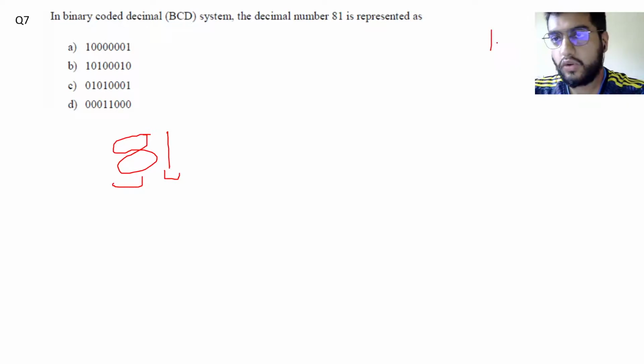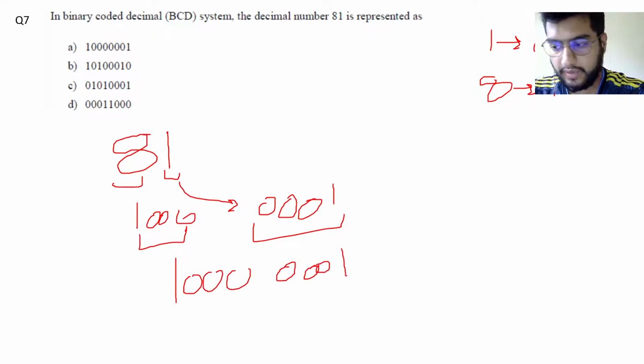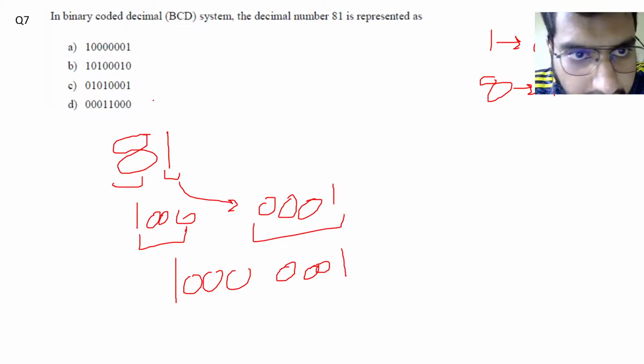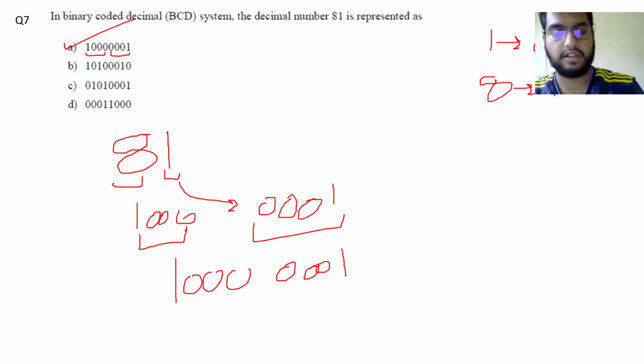So 1 in 4-bit representation is 0001, and 8 in 4-bit binary representation is 1000. So writing down 1 as 0001, and 8 as 1000, my BCD representation of 81 is 10000001. So this is option A. Option A is the correct answer to this question.